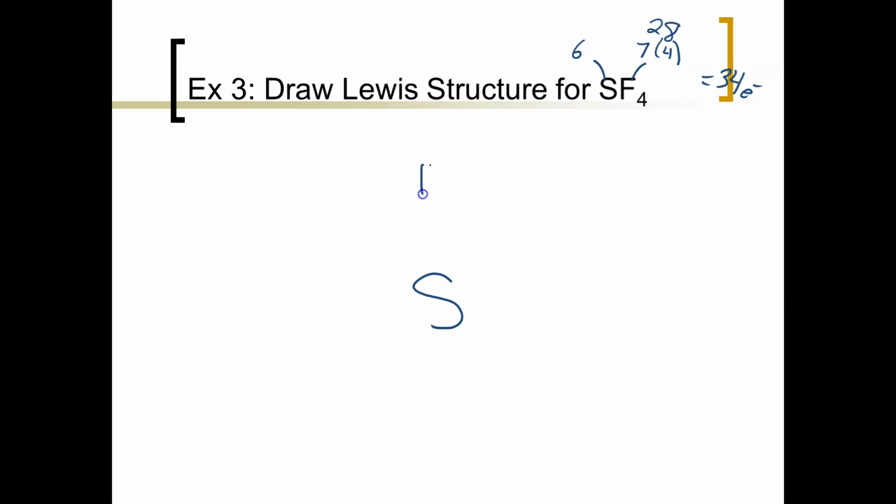So put my 4 fluorines around it. And then my rules state single bonds for everything, right? And now I go ahead and figure out my octets. So step 4 on your rules, it says add in the rest of the valence electron pairs. So right now I have 8 electrons in this structure. And then let's go ahead and start up here. So it's 10 electrons, 12, 14, 16, 18, 20, 22, 24, 26, 28, 30, 32.